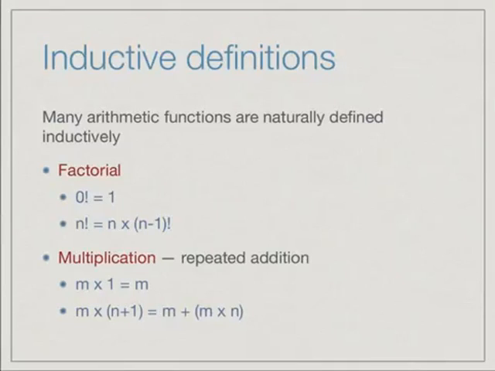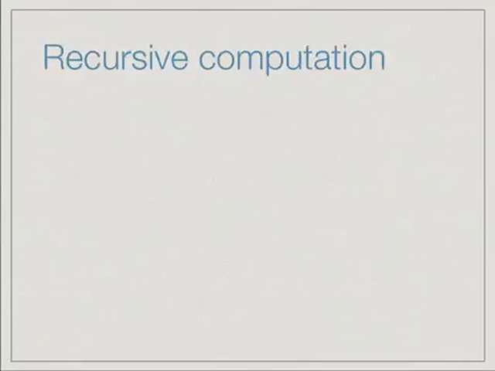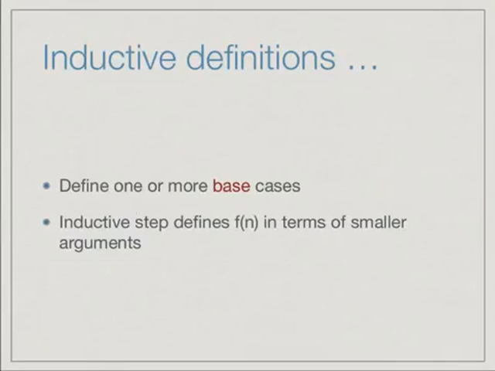We could equivalently write this, if you want to be symmetric with the previous case, as m times n is m plus m times n minus 1. The same thing. So you can express m times n in terms of m times n minus 1 and then adding m. In both these cases, we have a base case, like 0 factorial or m times 1, where the value is given to us explicitly. And then we have an inductive step where f of n is defined in terms of f of n minus 1, and in general it can be defined in terms of even smaller arguments.